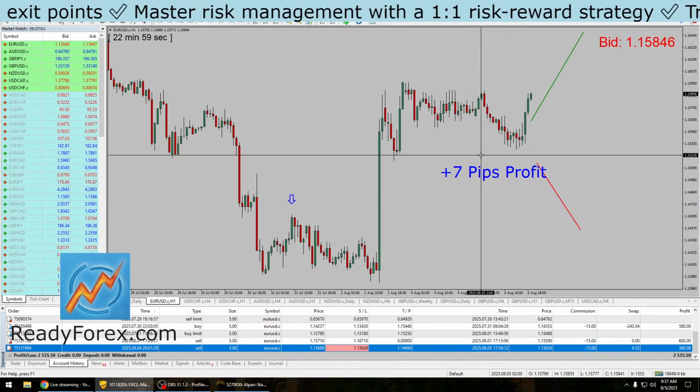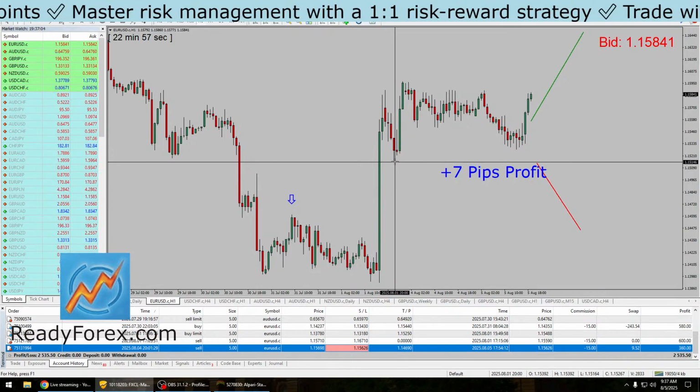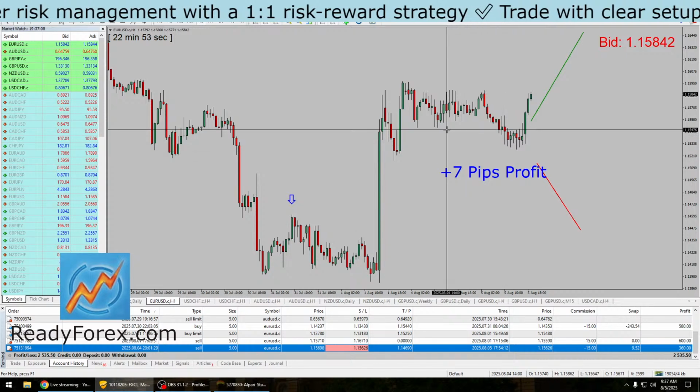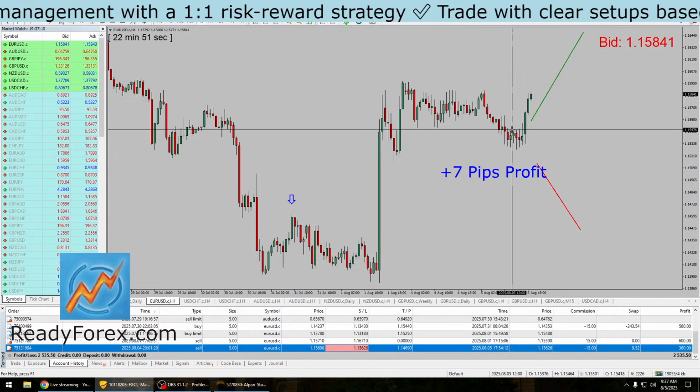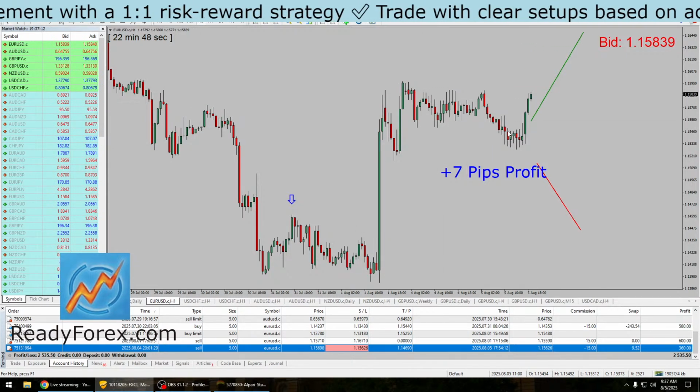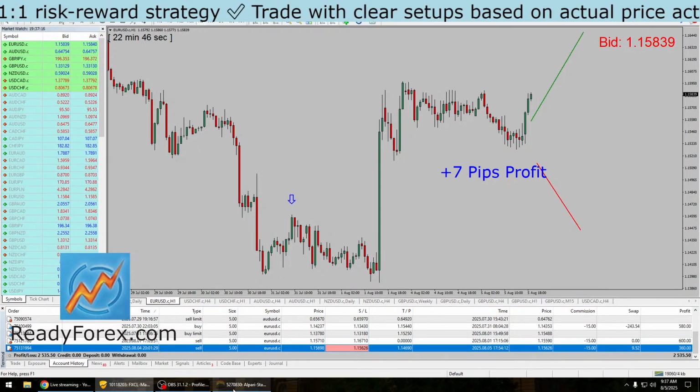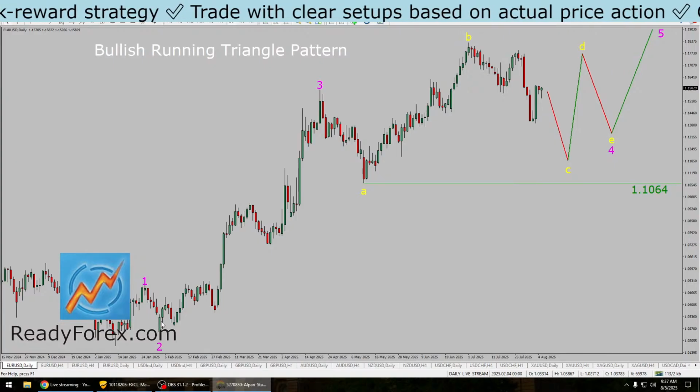Now euro dollar did not manage to go below this old swing low over here, so this is telling me we could possibly get some kind of a triangle pattern, a bullish triangle pattern. We will see how the market is going to move further. Let's go over to the analysis now.